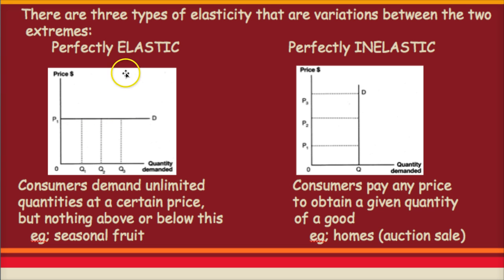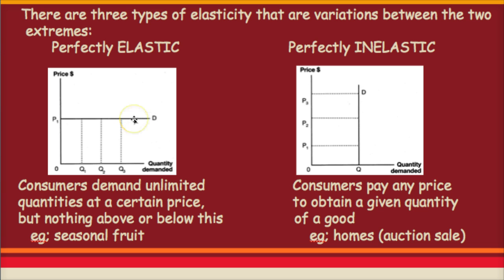So perfectly elastic, you can see here, one price, many quantities, meaning that there are no quantities demanded at a price that's above here, and no quantity is demanded at a price below that price. So there's only one price at which consumers will demand that product.